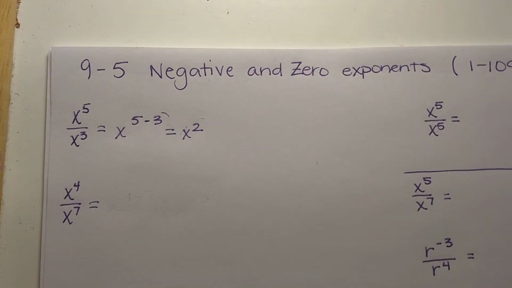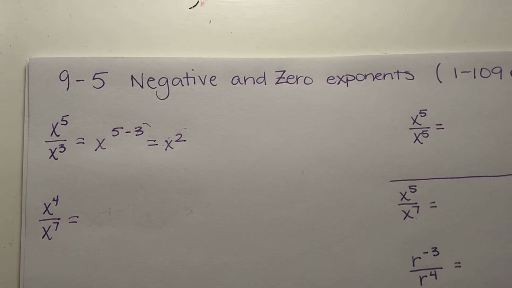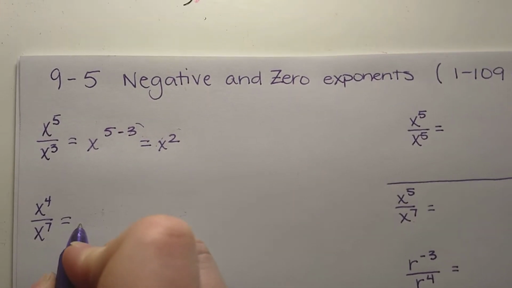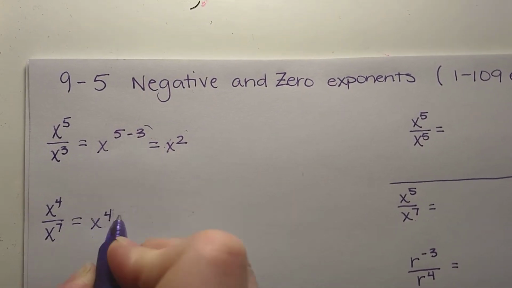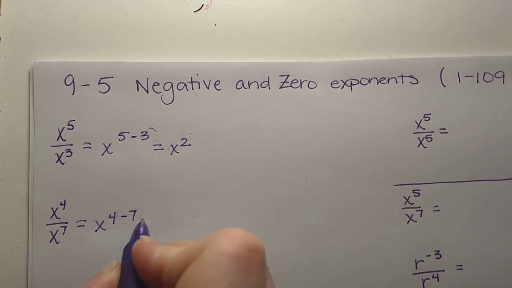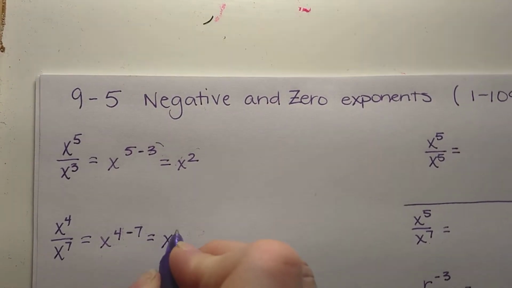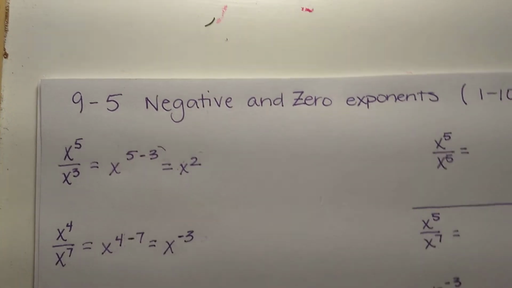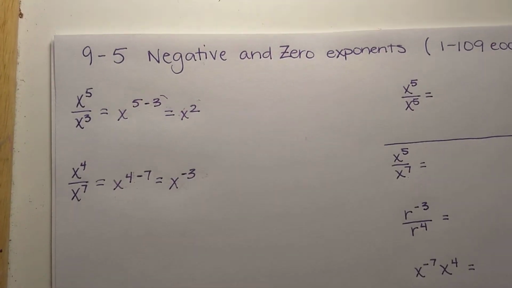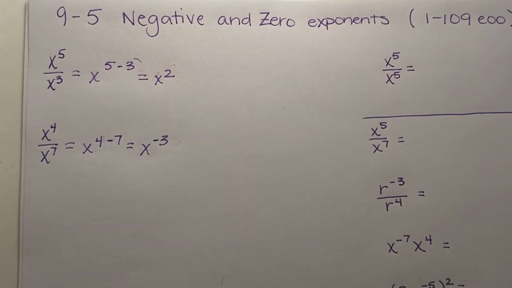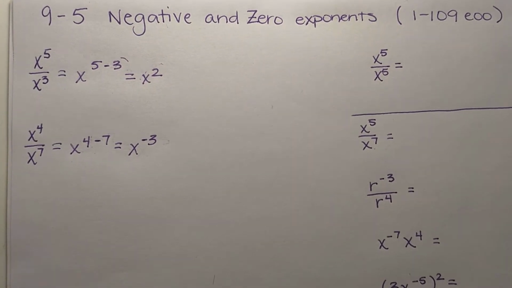But what happens if the denominator is bigger? So I have x to the fourth divided by x to the seventh. If I follow the rules of exponents, that would be x to the 4 minus 7. Now 4 minus 7 is negative 3, so that's x to the negative 3 power. But the question is, what does that mean exactly? What does that mean when I have a negative exponent?